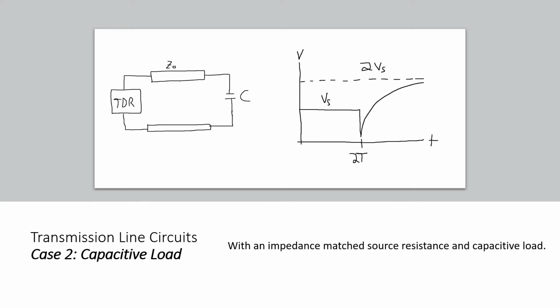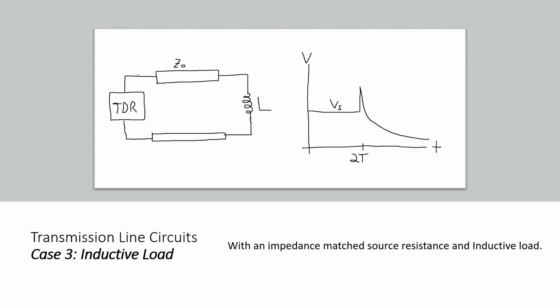For our second transmission line load scenario, we have a capacitive load. You can see on the output of the TDR, once again, we start off reading our voltage source, and at time 2t, we're going to go down to 0 volts and then exponentially increase to the asymptote of 2 times the voltage source. This is because this is the transient response of the capacitor. It's going to start out as a short circuit, which drops us to 0 volts, as we saw earlier, and then over time it will hit an open circuit, which brings us to 2 times the voltage source.